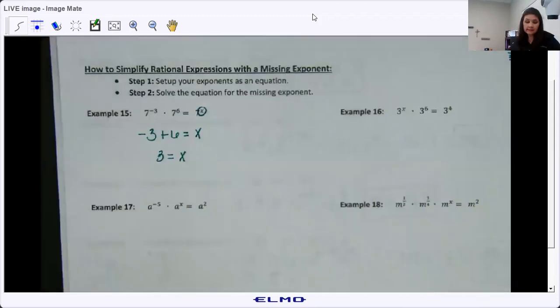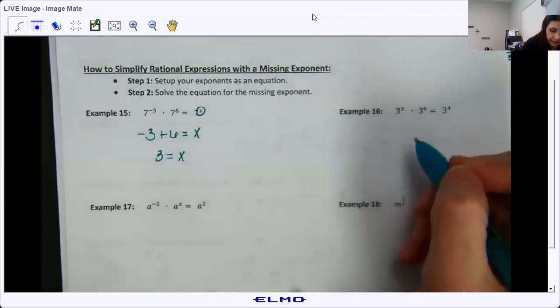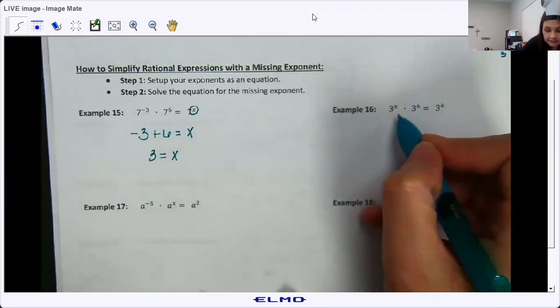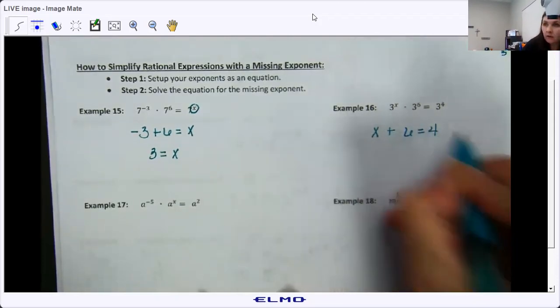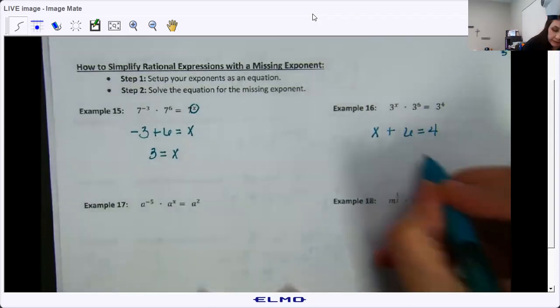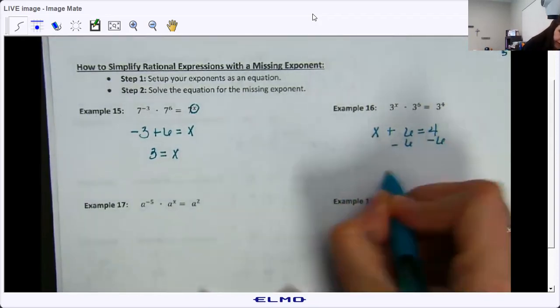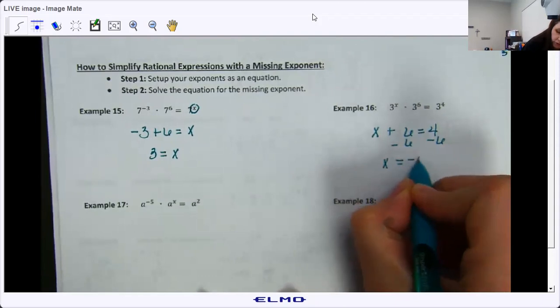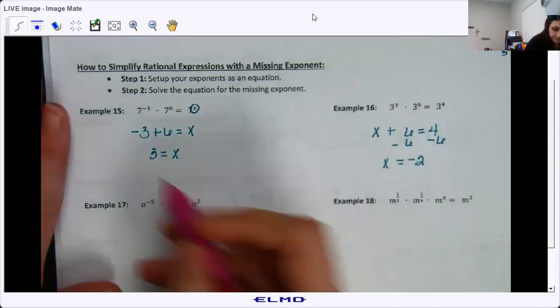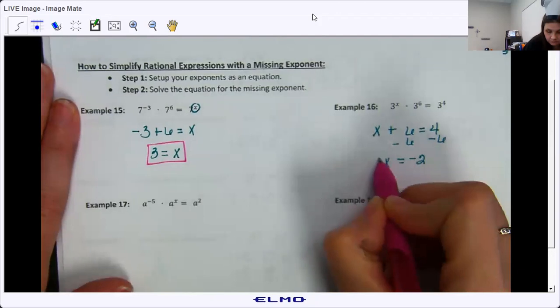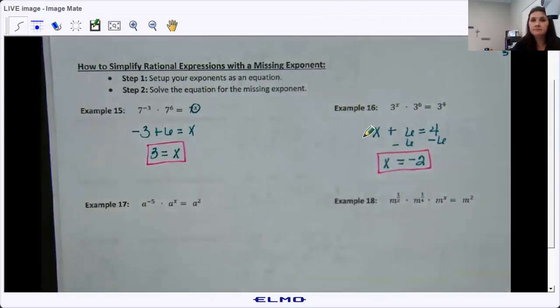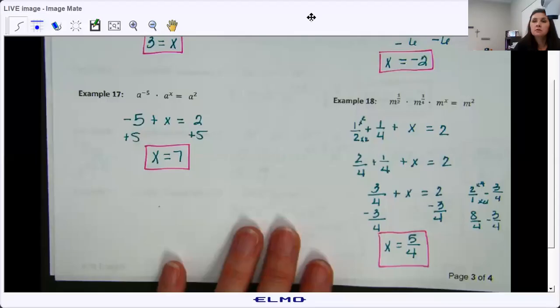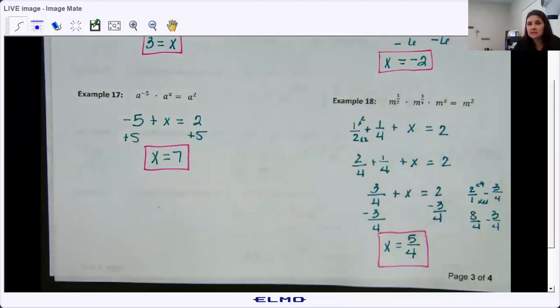Okay, so let's go to number 16. This time we have x plus 6 equals 4. Okay, so we're just solving an equation for x. So subtract 6 from both sides and we get x equals -2. Okay. Go ahead and try number 17. And go ahead and start on number 18. Okay, check your answers for 17 and 18.